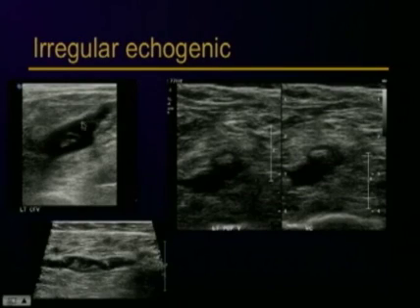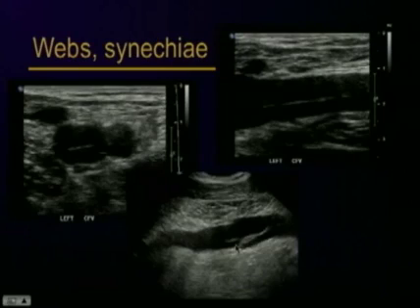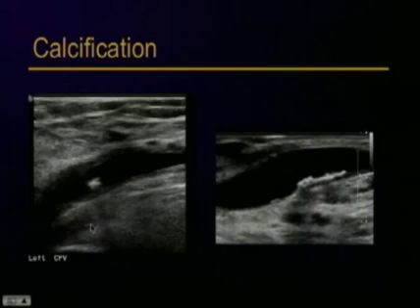Over time, thrombus can appear irregular. It can increase in echogenicity, or it may not. As the thrombus is resolving, it may leave behind a web or a synechia, and these may sometimes be attached to scarred valves and cause incompetence of the valves. Over time, the thrombus may calcify and not completely resolve.